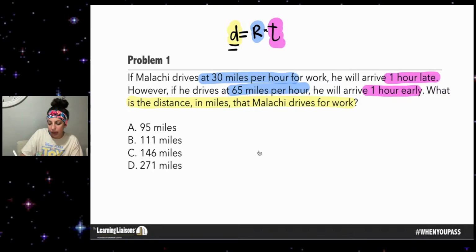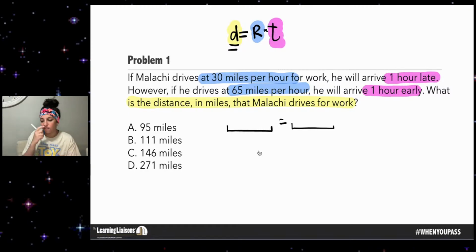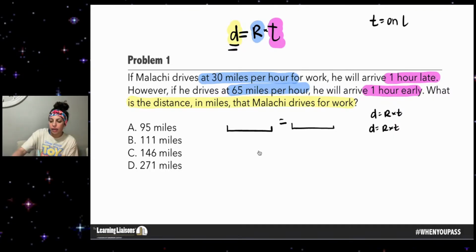So theoretically, I could create an expression for the 30 miles an hour and set it equal to the expression for the 65 miles per hour. Could I not? Right? So I have distance equals rate times time, and then I have another distance equals rate times time. And let's call T on time. Like T is the amount of time it takes him if he's on time. So we know our rate is 30 and 65, and I'm multiplying that times a T of some sort, right?